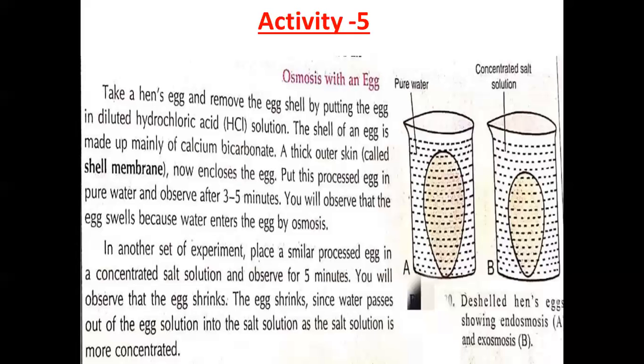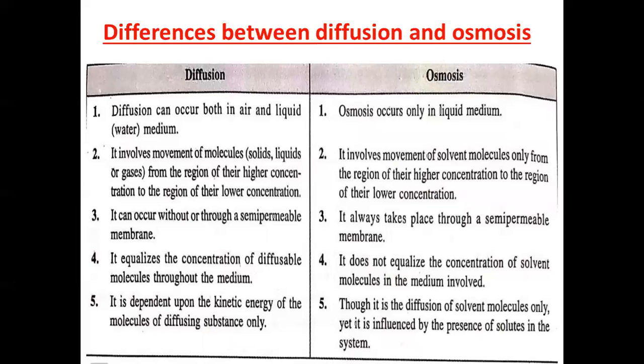In another set of experiment, place a similar processed egg in a concentrated salt solution and observe for 5 minutes. You will observe that the egg shrinks. The egg shrinks since water passes out of the egg solution into the salt solution, as the salt solution is more concentrated. Clear? Now next, what is the difference between diffusion and osmosis?